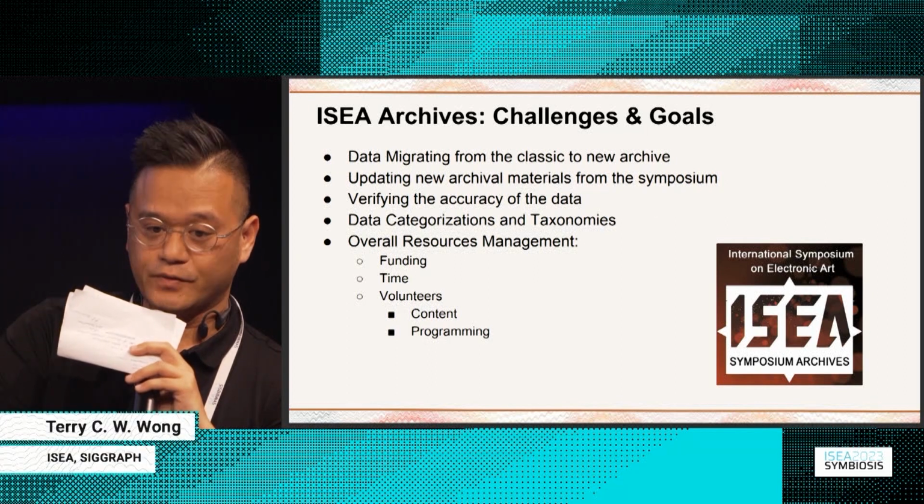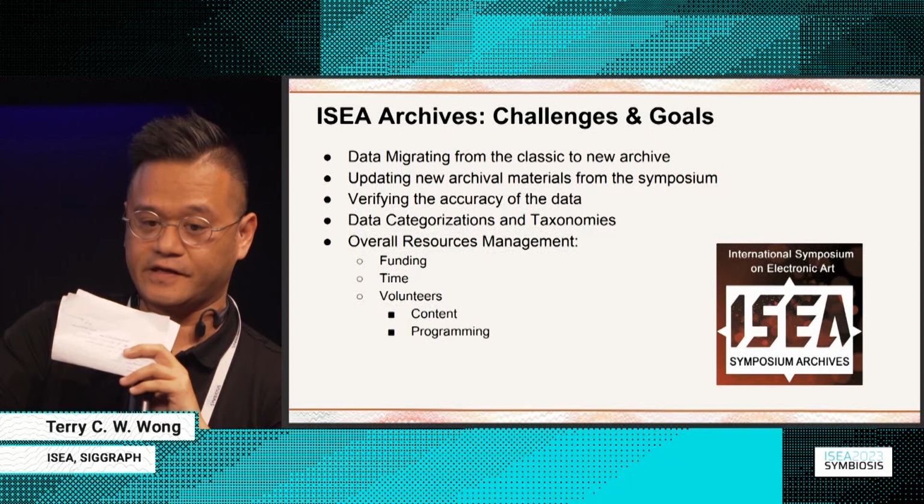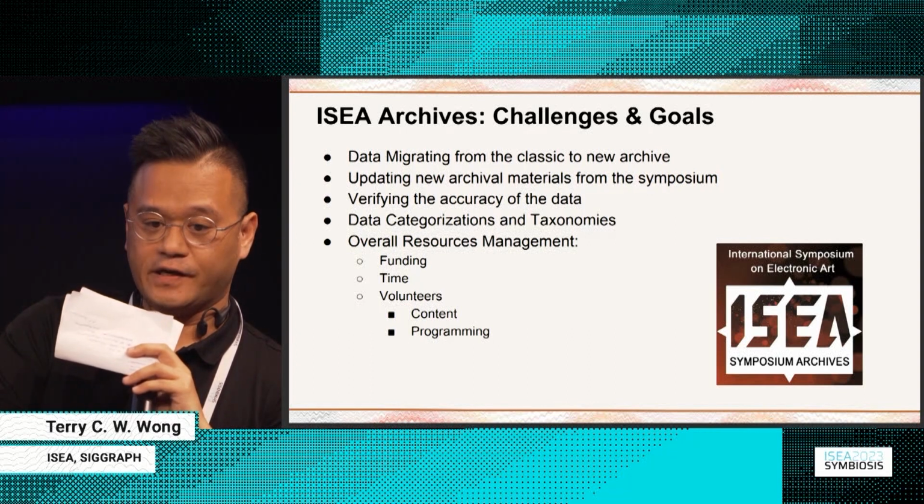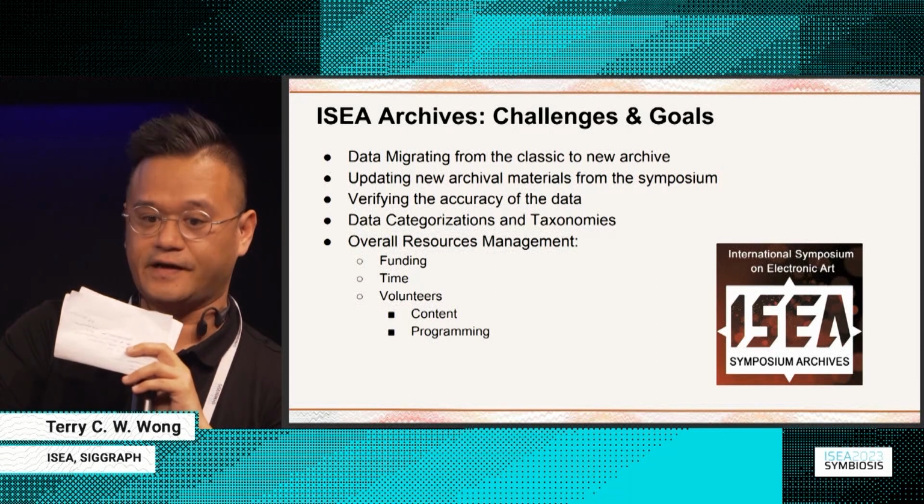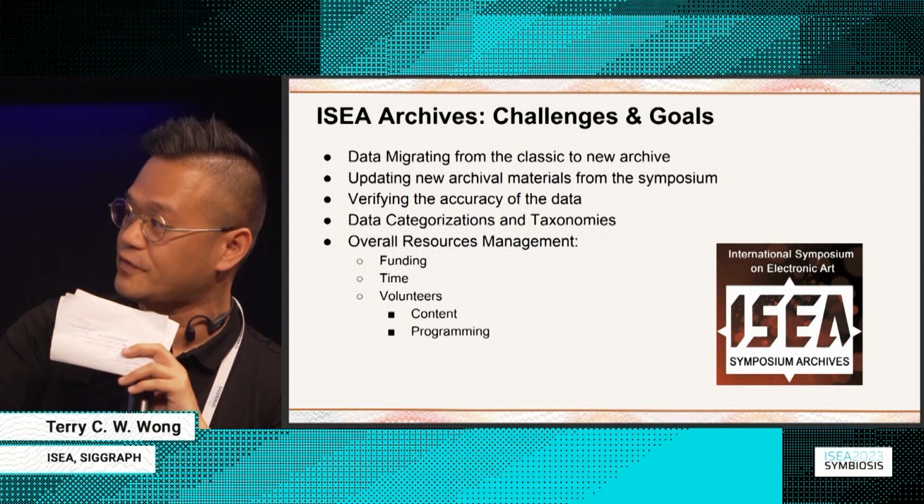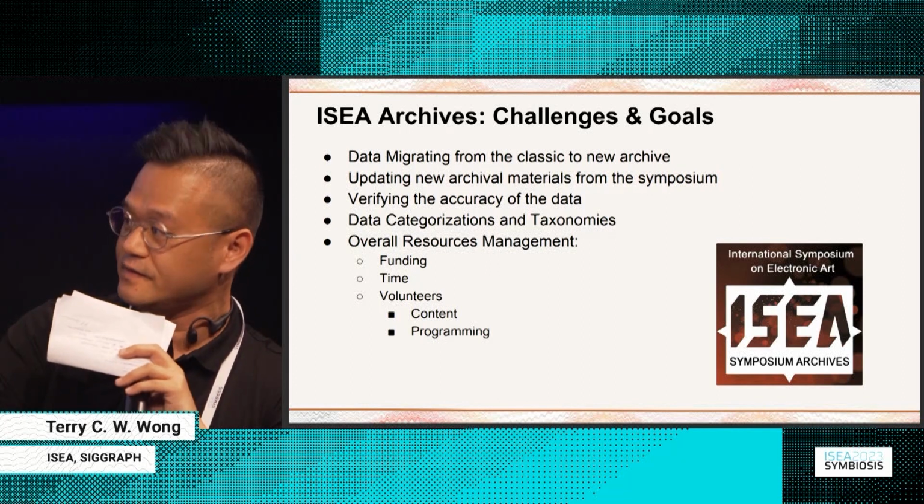And we also need a lot of proofreading of our existing data. And in order to make the connection, we also have to review the data categorization and the taxonomy. Because we are a volunteer-based archive, we are constantly looking for volunteers. Another challenge would be overall resource management. So we need to constantly recruit volunteers for our content and programming.